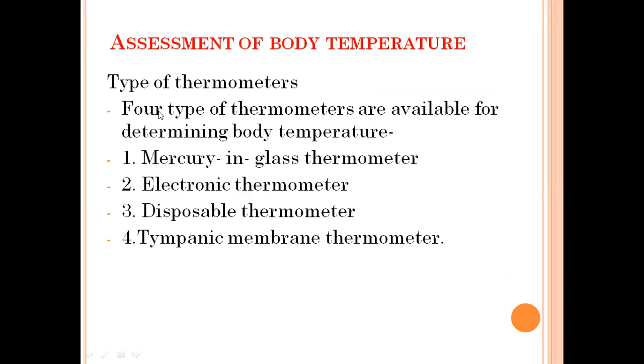Okay, the next is assessment of body temperature. So how do we assess body temperature? How do we check body temperature? Do we have any other device to check body temperature rather than a thermometer? No, we don't have any other device rather than thermometers.